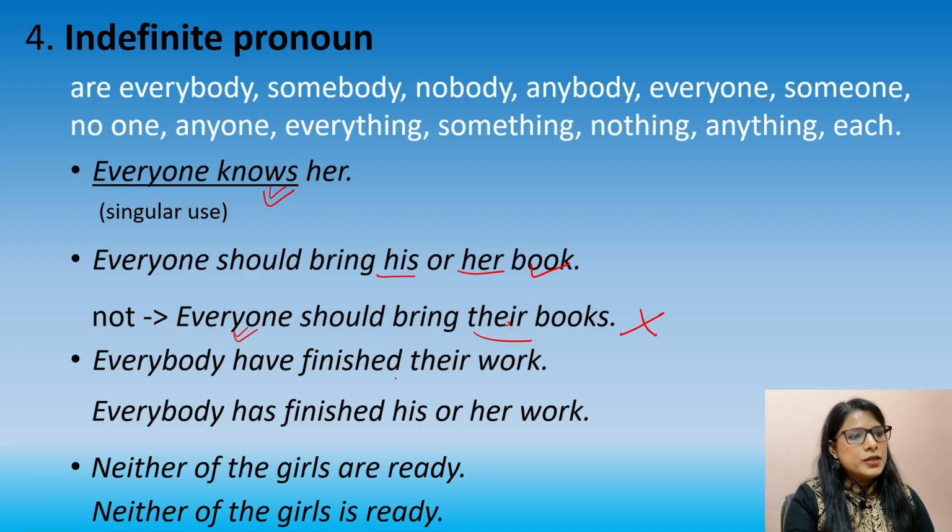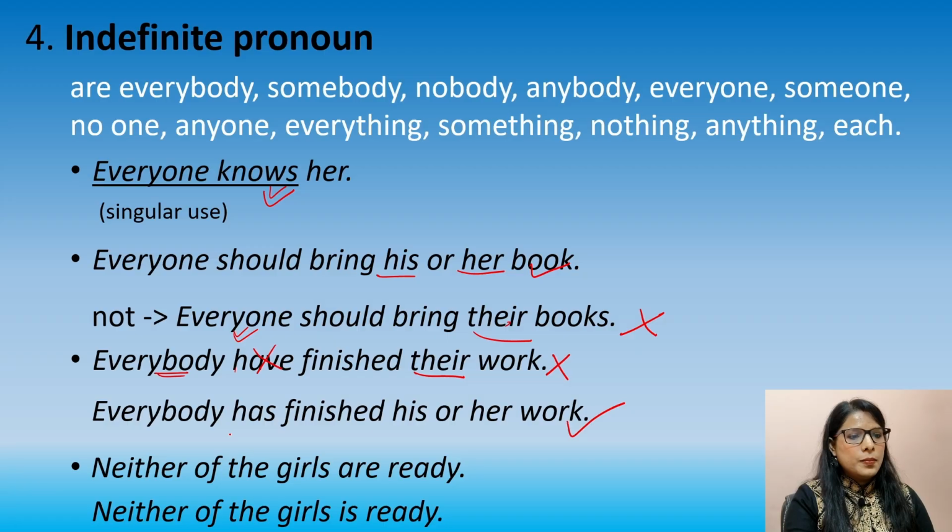Everybody have finished their work. Everybody, as I already told you, या तो हम everyone use करते हैं या फिर हम everybody use करते हैं. तो everybody is also a singular. So this is wrong. Always remember it. Their work नहीं आएगा. Okay? तो everybody have, no, have नहीं आता इसमें. Everybody क्योंकि singular है तो what we do? Everybody has finished his or her work.